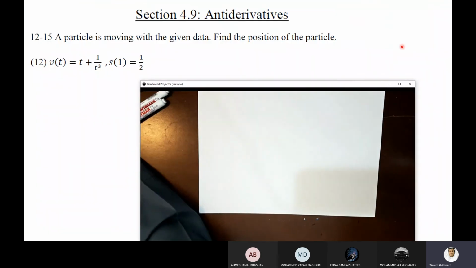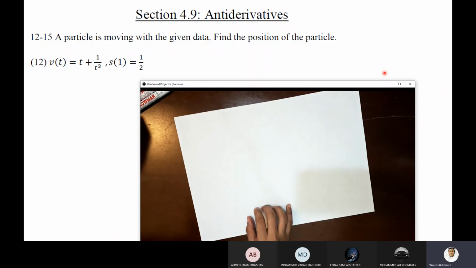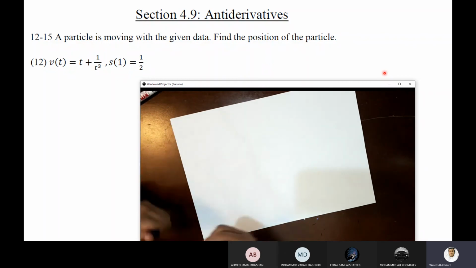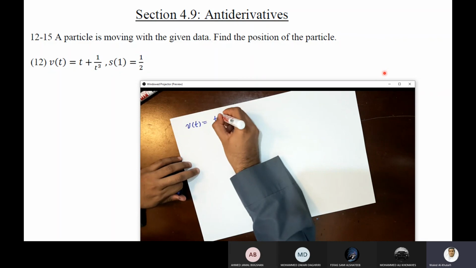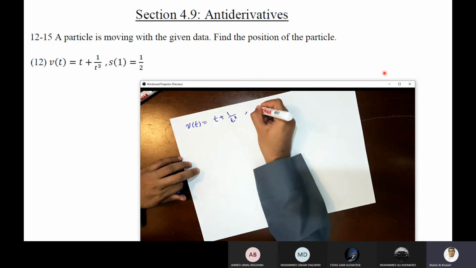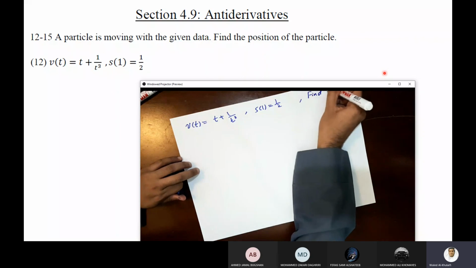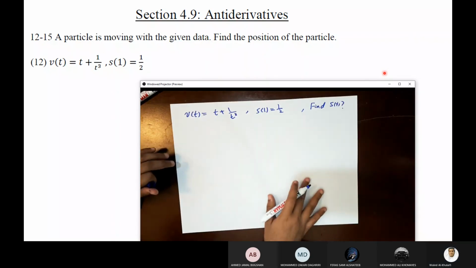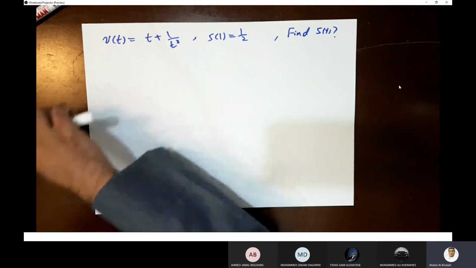Let's solve this one. I will solve Ahmed's problem as you said, Ahmed Bukshan. I will solve exactly as you said. But now let's take this one and we will do the other one after. Now v of t is equal to t plus 1 over t cube, where s of 1 equals half. The question says find the position function, find s of t. You see here in the question he said find the position of the body. He means the position function.